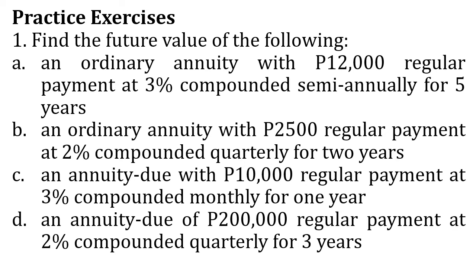Okay, so letters A and B are ordinary annuities. Letter C, an annuity due with 10,000 pesos regular payment at 3% compounded monthly for 1 year. Letter D, an annuity due of 200,000 pesos regular payment at 2% compounded quarterly. As you can see, letters C and D are both annuity due.